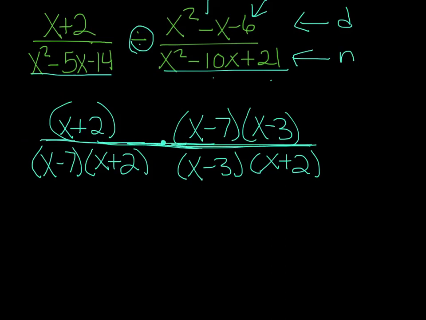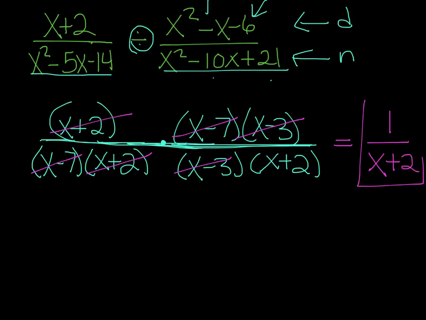And then we need to cancel things out, so x plus 2's will go, and x minus 7's will go, and x minus 3's will go. When you have nothing left on top, you don't put 0. When things cancel out, they equal 1. Anything divided by itself is 1. So you have a 1 on top, and then you have the x plus 2 on the bottom. So remember, when you cross everything out and what you have left is in the denominator, it has to stay in the denominator. Don't make the mistake of forgetting about 1 over.